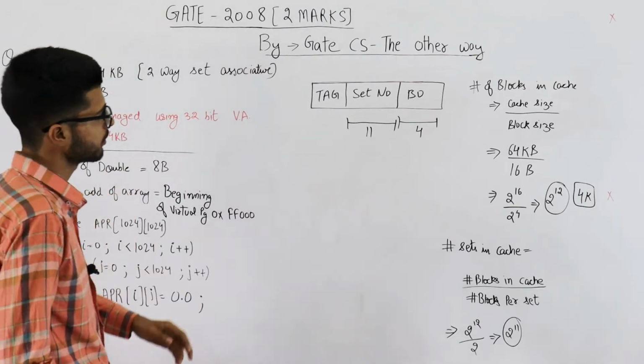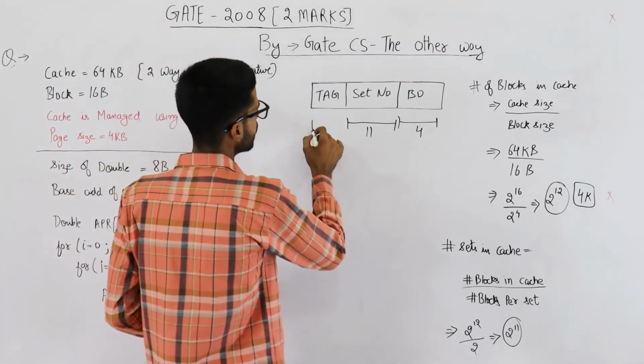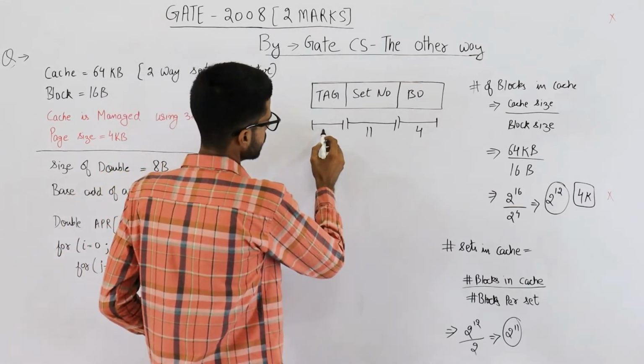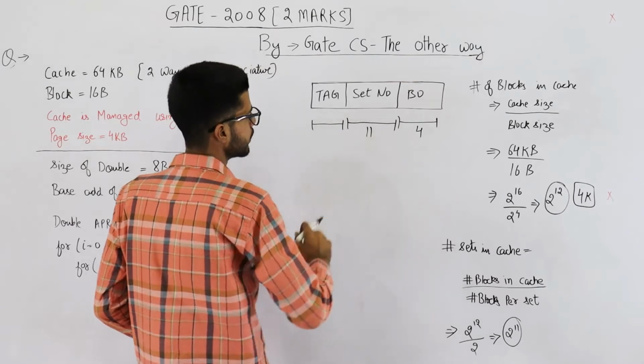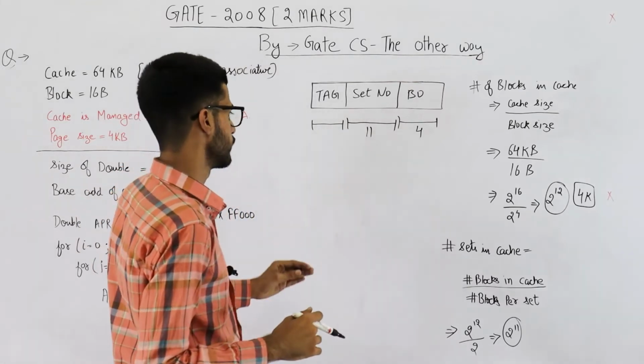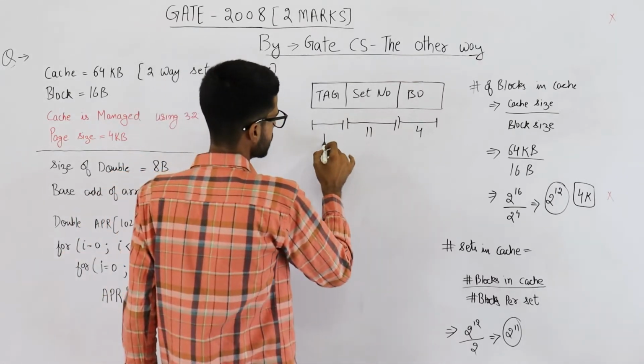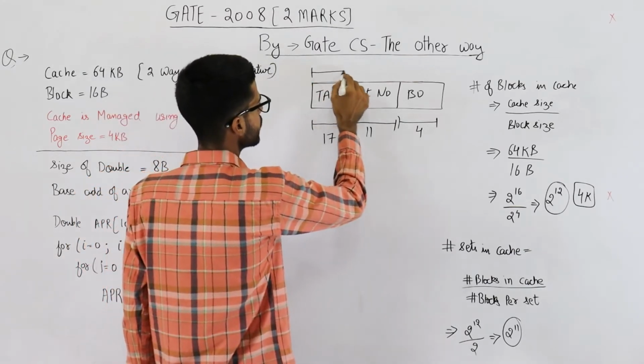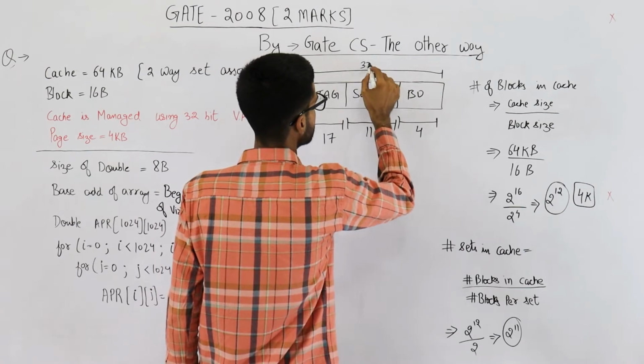Now finding out the tag bits is simple. They have given, we are using a 32-bit virtual address. So 32 minus 15, that is 17. Okay, so we have a 17-bit tag. This total value is a 32-bit address.